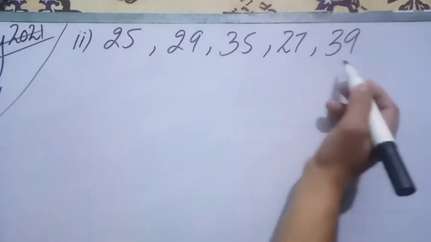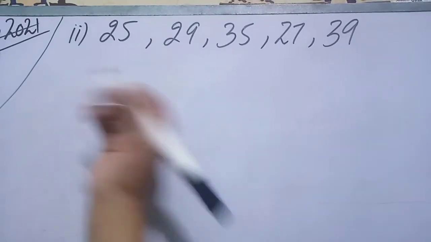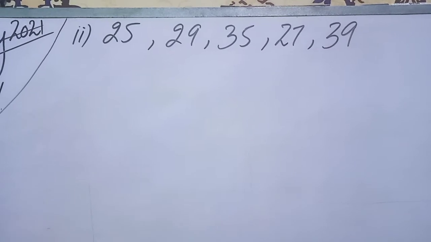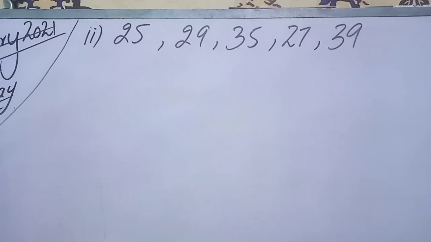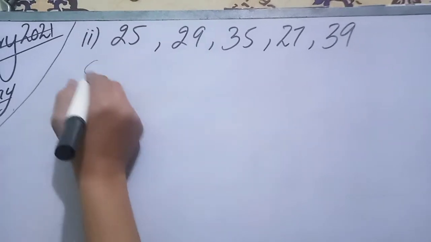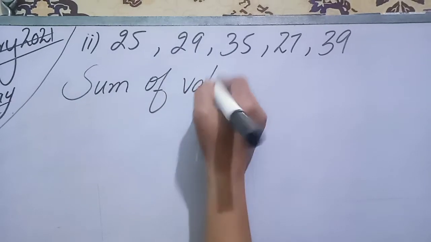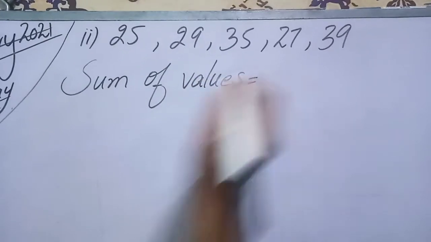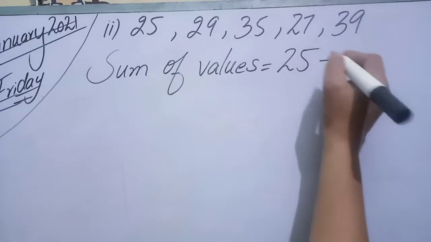Now the second question has given the data like this. Now we have to find out the average. So to find out the average, students, which two things do we need to see? The first one is to find out the sum of values. First of all, what do we have to find out? Sum of values. And how will we get it? To add them.